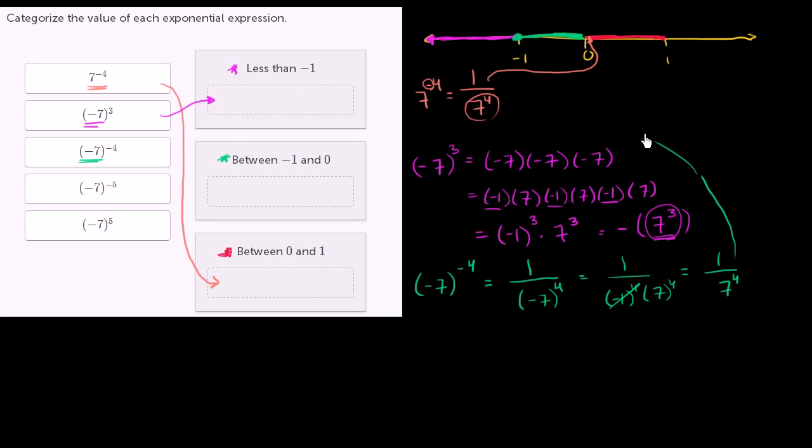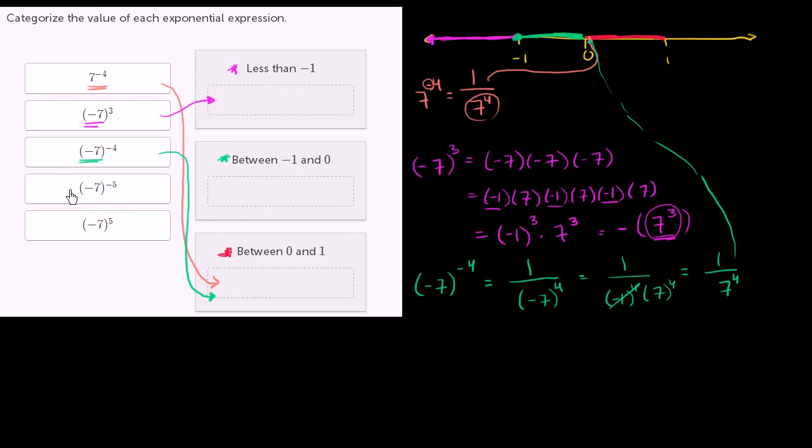It is between 0 and 1. So this right over here is between 0 and 1. Another way you could think about it, this is going to be 1 over -7 times -7 times -7 times -7. You have a negative times a negative times a negative times a negative. Well, that's going to be a positive. So it's +7 to the 4th power.